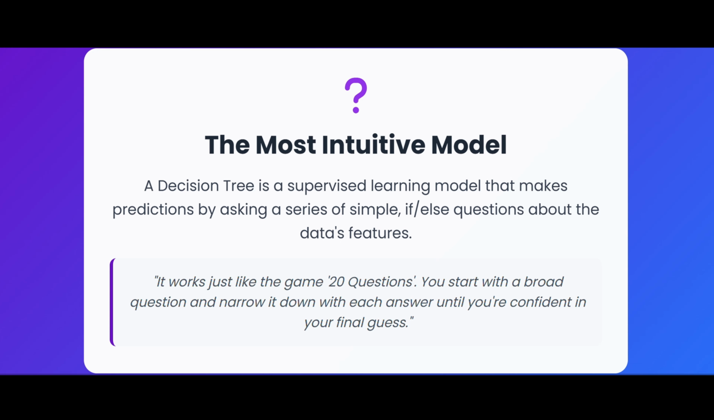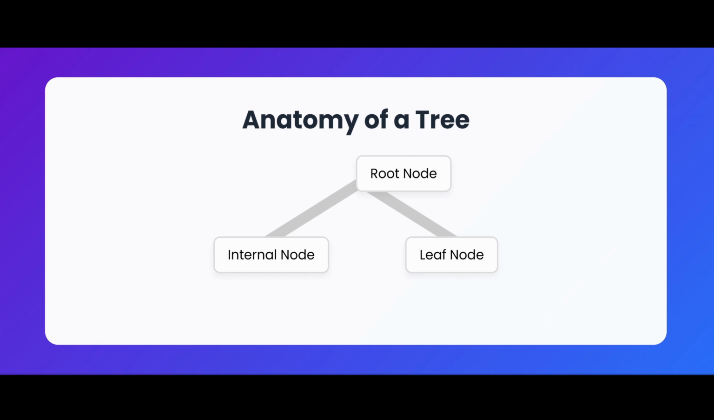The best analogy is the game 20 questions. The tree asks a sequence of simple questions, and based on the answers, it follows a path down the branches until it reaches a final conclusion. Every tree has the same basic anatomy. It starts at the top with a root node, which is the first question that considers the entire dataset. Each time a question is asked, the data is split, leading to internal nodes. This continues until we reach a leaf node. A leaf node represents a final prediction, and no more questions are asked.